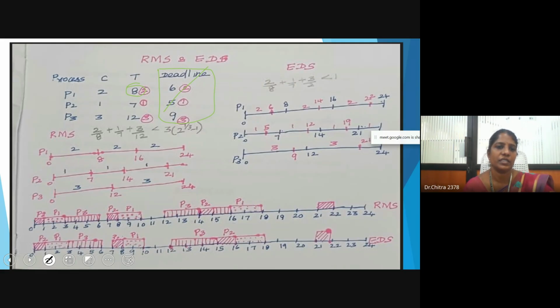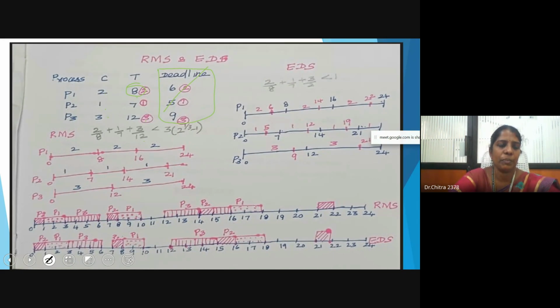So first you should assign the priority. We know that the shorter period has the higher priority. Here the shortest period is 7. So priority 1 is assigned to the period 7, 2 to 8, and 3 to 12. Then check the utilization: 2/8 + 1/7 + 3/12 should be less than or equal to 3 × (2^(1/3) − 1). If I calculate the value, the right-hand side is around 0.785 and the left-hand side is 0.725. Hence the condition is satisfied. I can perform the RMS scheduling algorithm.